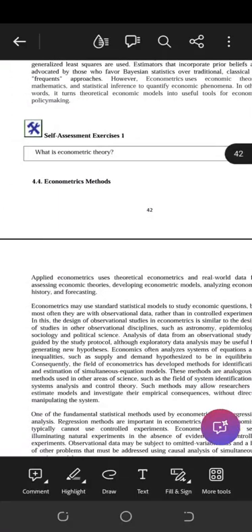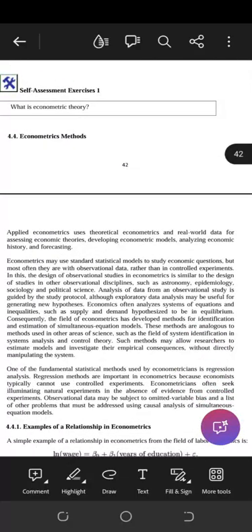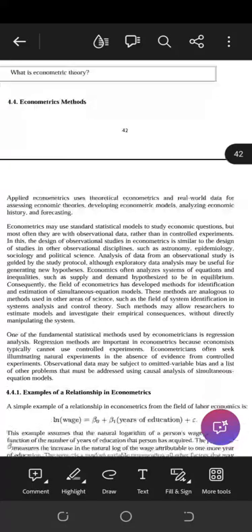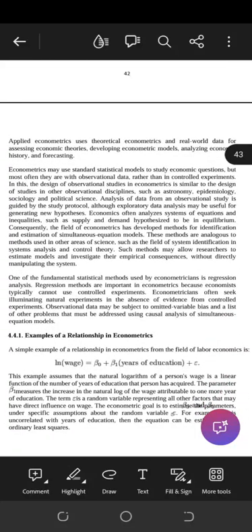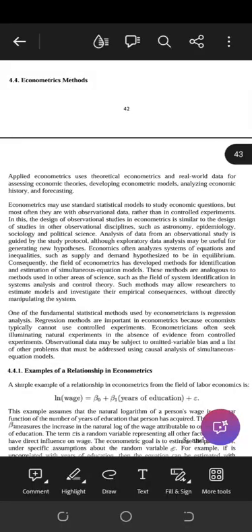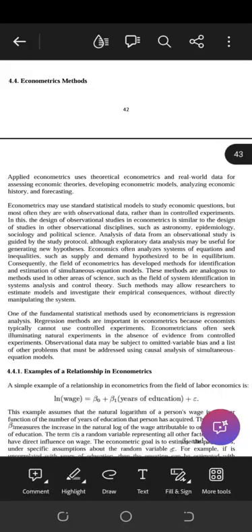Okay, so we now have econometric methods, the different methods we can use. So applied econometrics uses, if you're on page 42 with me. Are you there? Okay. So applied econometrics uses theoretical econometrics and real world data. We have already covered the types of econometrics, that's theoretical econometrics and applied econometrics.